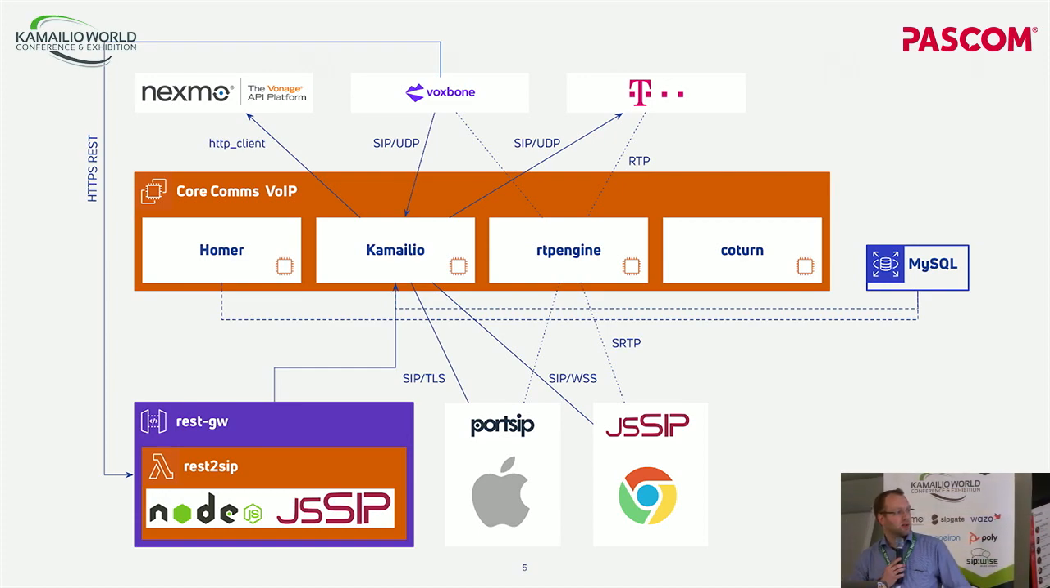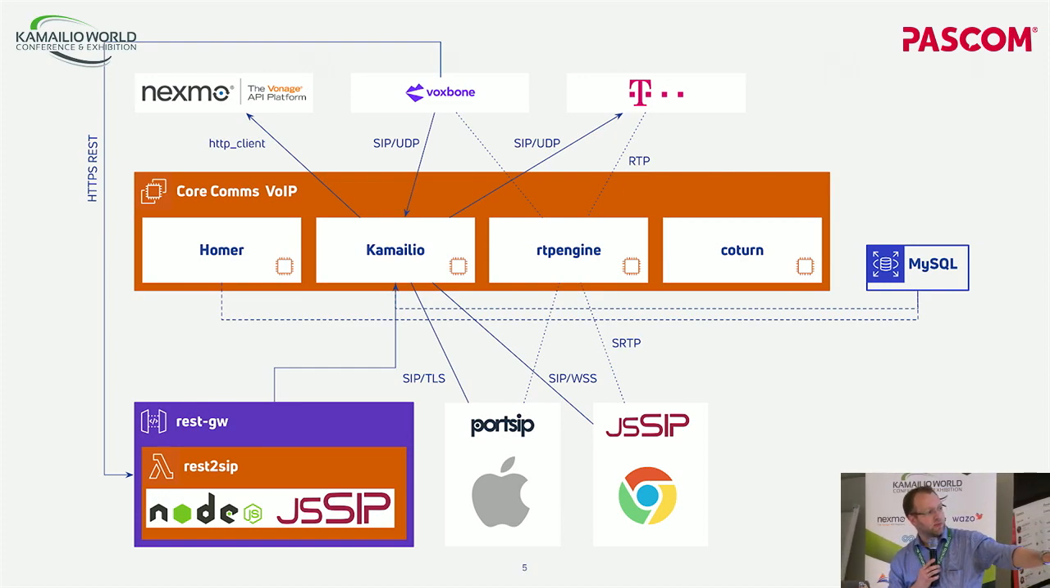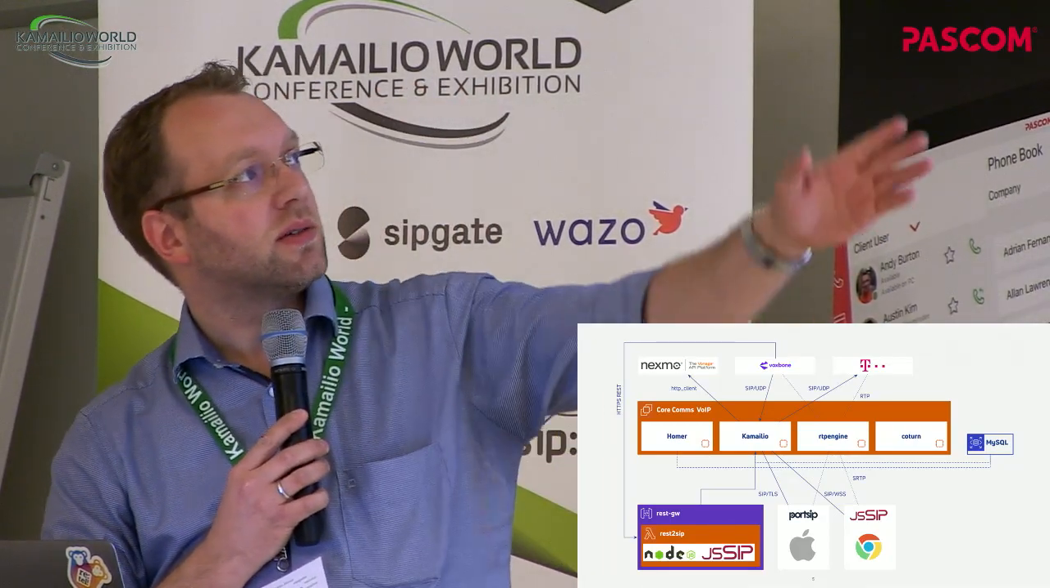All of that was connected to an iOS app using PortZip, a browser application using JSZip. The iOS app was connecting using TLS, the JSZip was connecting using WebSockets. And on the other side, we had outbound SMS on Nexmo, where we just needed to switch the existing integration using a simple REST call. We used the HTTP client module for that.